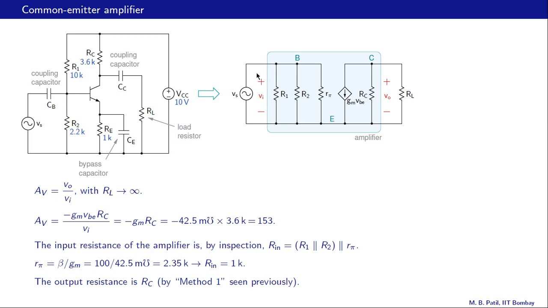Let us do that. When we make Vs equal to 0, this Vi becomes 0, that is VBE becomes 0, gm times VBE becomes 0, so this current is 0, it's an open circuit, and then what we see from this port is simply RC. So the output resistance of the common emitter amplifier is simply RC, that is 3.6 K in this case. So now we have a complete description of the common emitter amplifier. We have AV, the voltage gain, Rin, the input resistance, and Ro, the output resistance.